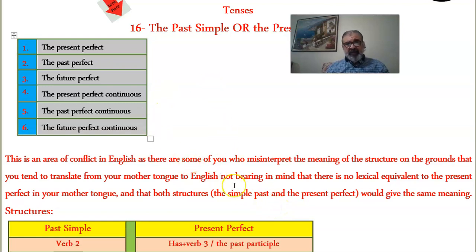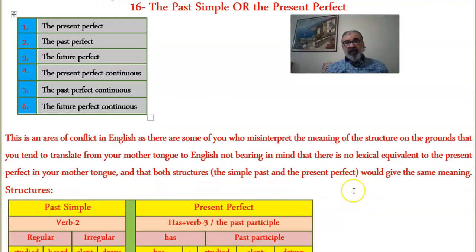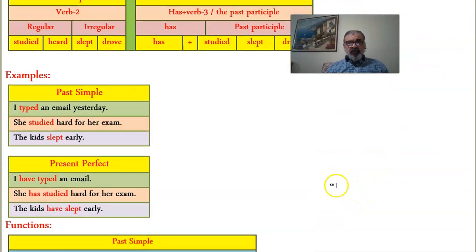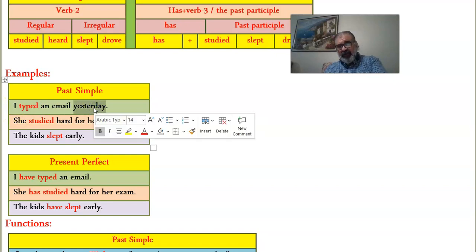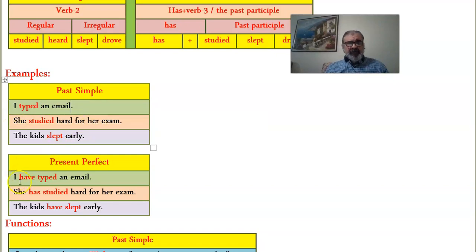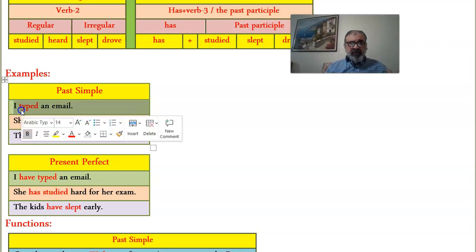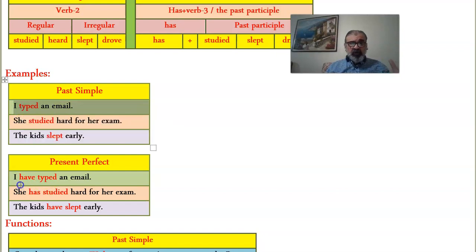So both tenses, the past simple and the present perfect, would give the same meaning. I want to show you how. If you say, I typed an email, without referring to yesterday, or I have typed an email, both have the same meaning. If you try to translate these two sentences into your mother tongue language, you would find out that they both have the same meaning, regardless whether they are used in the past simple or the present perfect. And the same thing applies for the other two sentences.